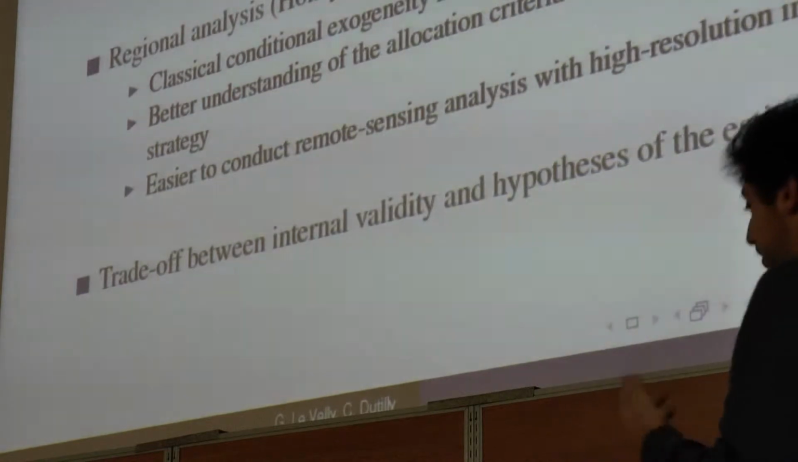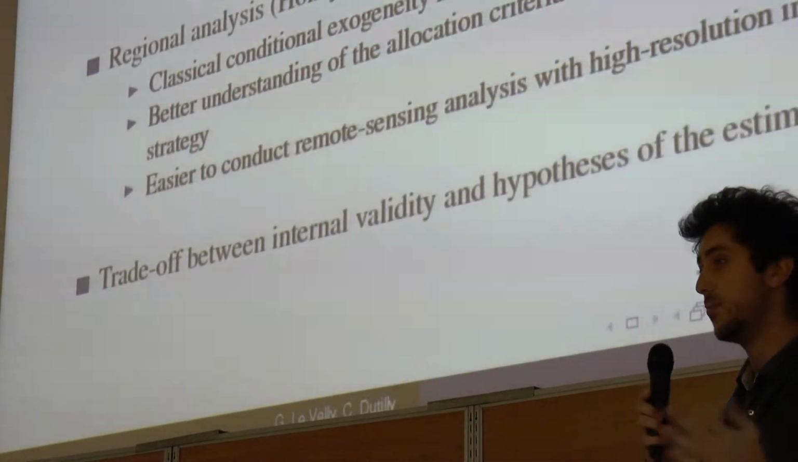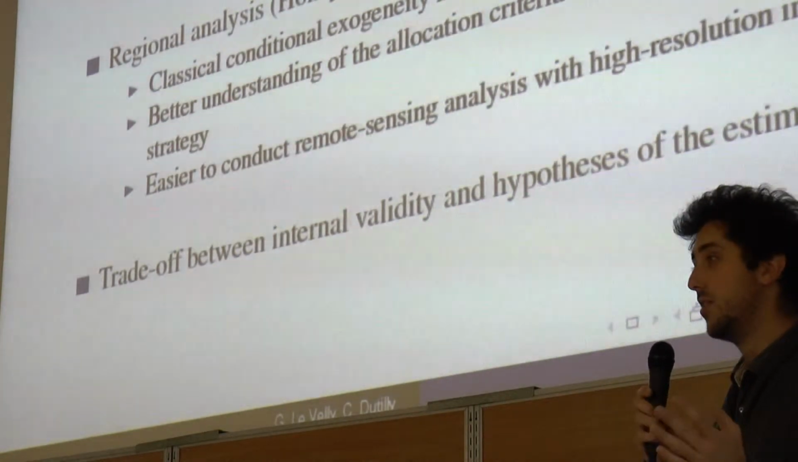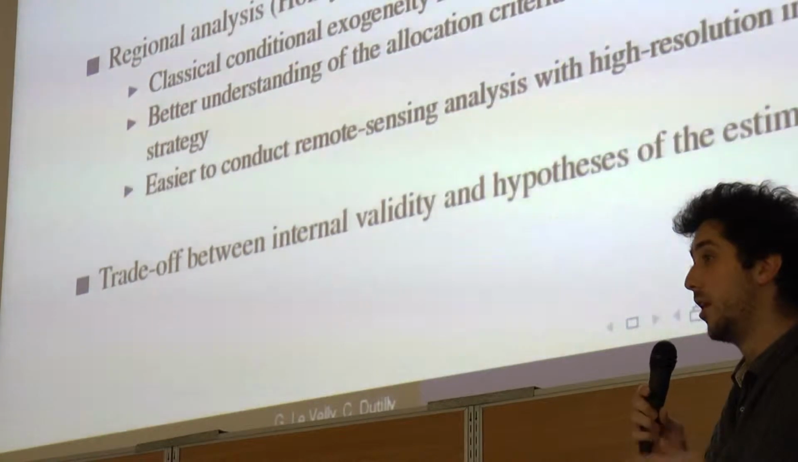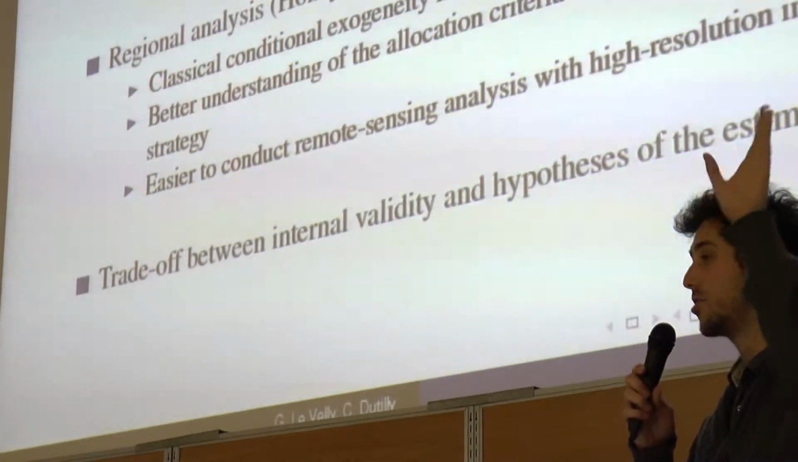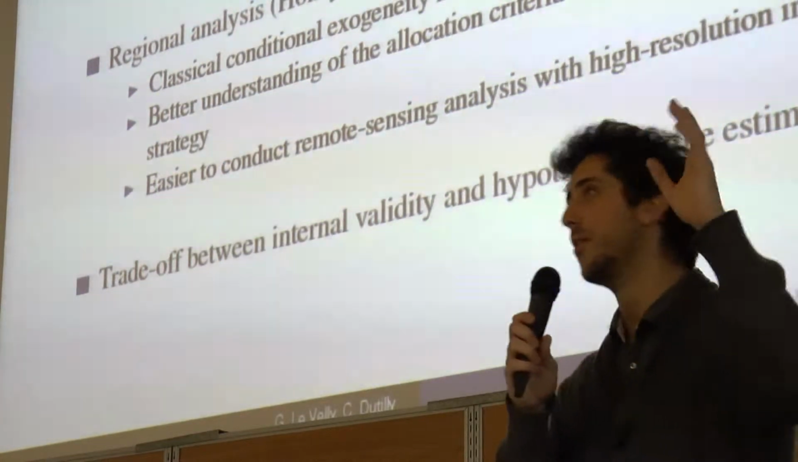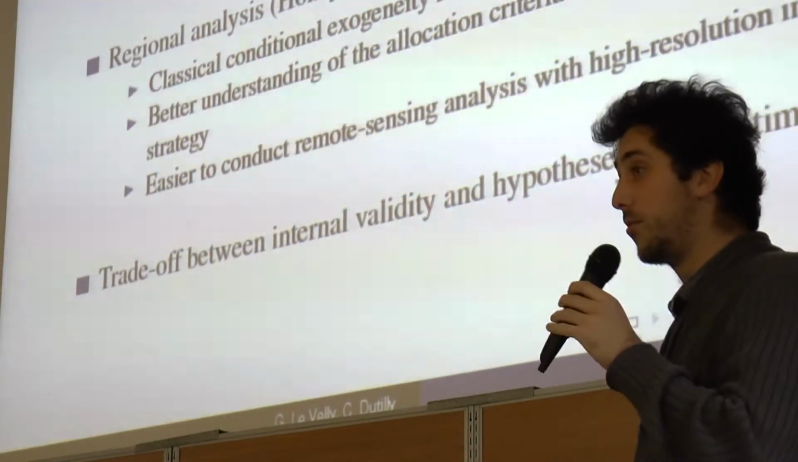And you also understand better the allocation criteria, and it's easier to conduct remote sensing analysis, because obviously you just need, let's say, 2, 3, 4 images to analyze this. When you do a regional and national analysis, you will need maybe 1,000 images. That is probably not affordable.